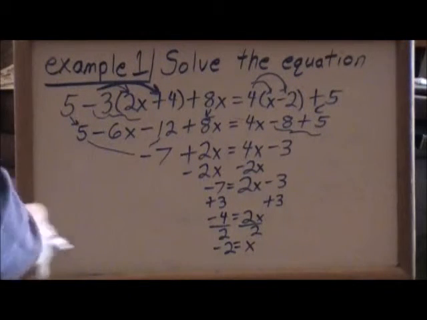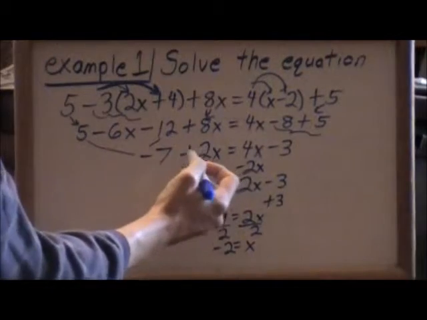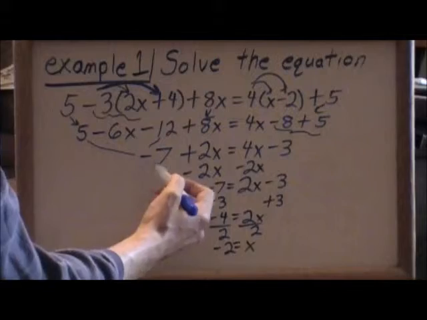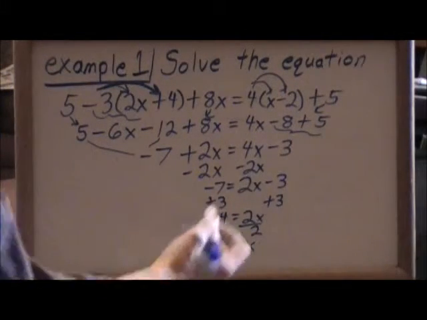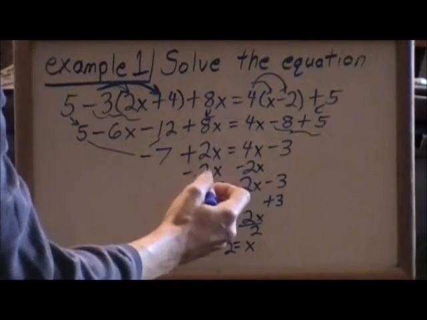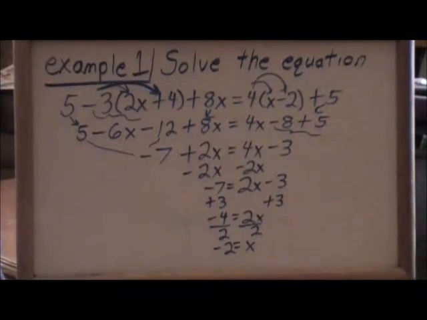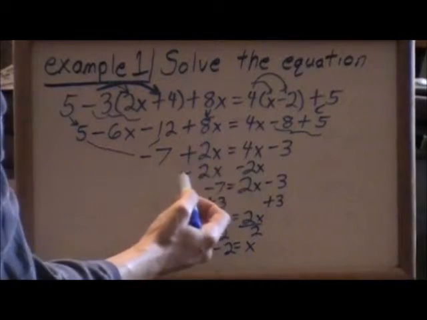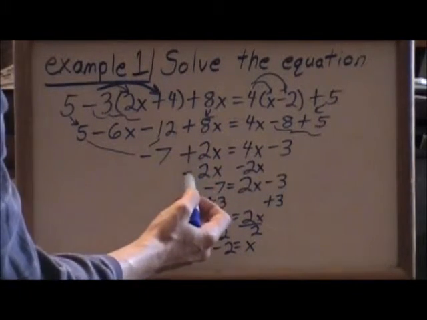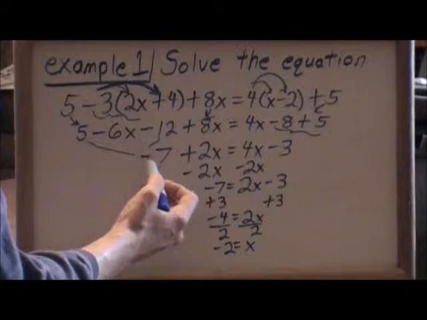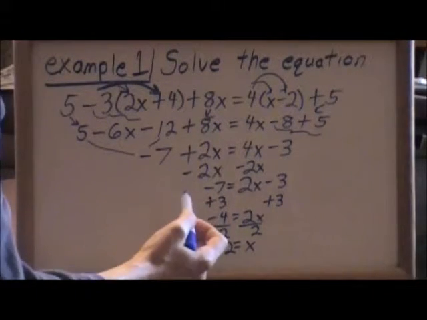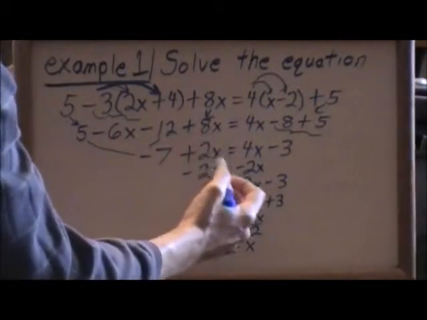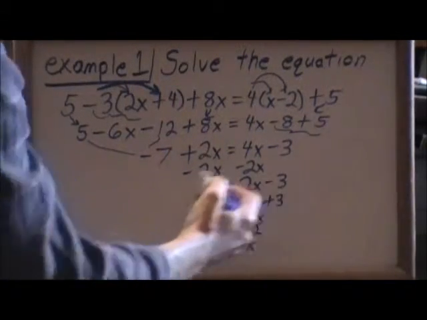All we have to do now is notice that we have variables, the x terms, and we have constants, the minus 7 and the minus 3. We need to get the variables onto one side, and it's always going to be addition or subtraction, because the opposite of addition is subtraction, and the opposite of subtraction is addition. So we do that first.